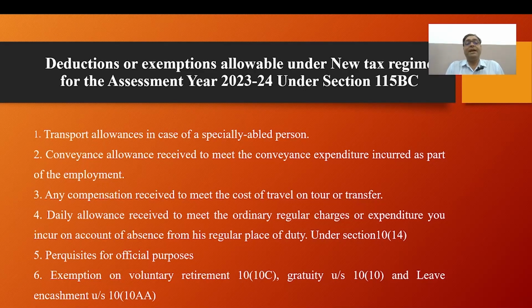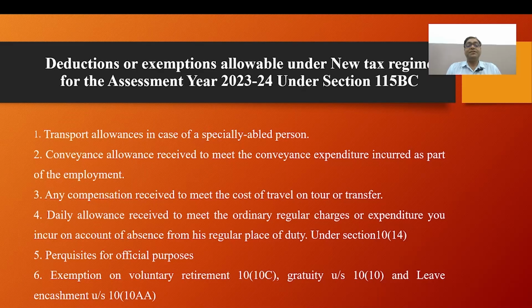Number two, conveyance allowance received to meet the conveyance expenditure incurred as part of the employment. Conveyance allowance is paid by the employer to employees only if company transportation facilities are not available. The maximum relief available is 1,600 rupees, or 3,200 rupees per month. It depends on the nature of the business, the situation and where you live. Number three is conveyance allowance.